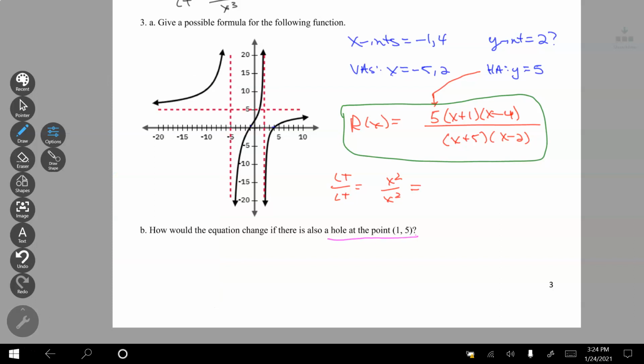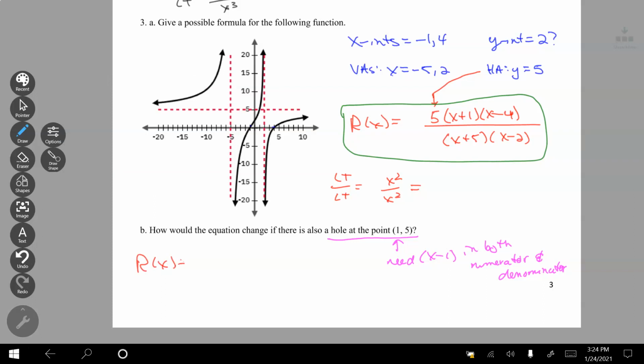a hole at (1, 5)? Okay, well what I really need is the x part of the hole. So I really need to have x minus 1, the factored part of it, in both the numerator and denominator, because I think we just found out that a hole is caused by having things in both the numerator and denominator. So I'm going to have exactly the same equation I just did.